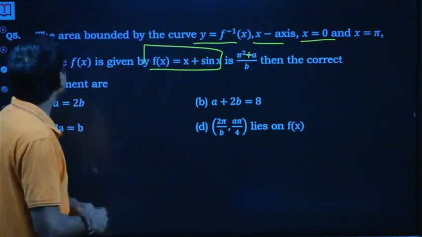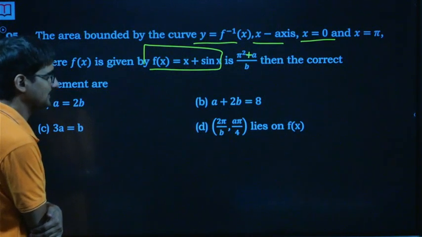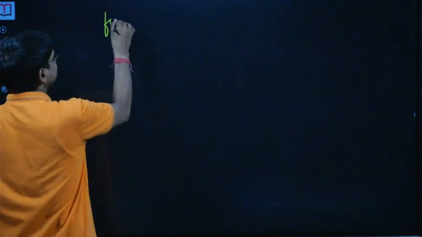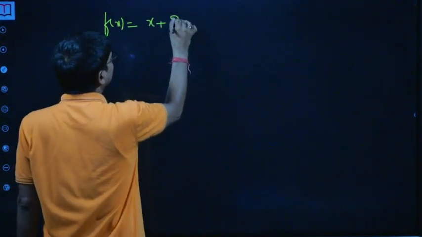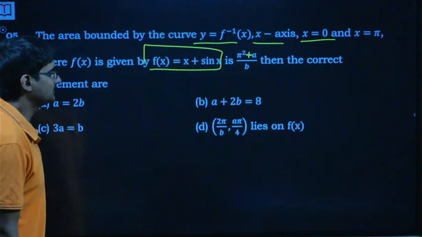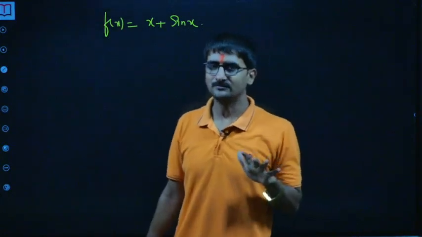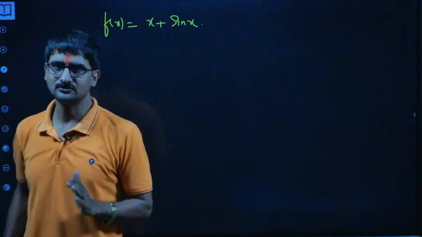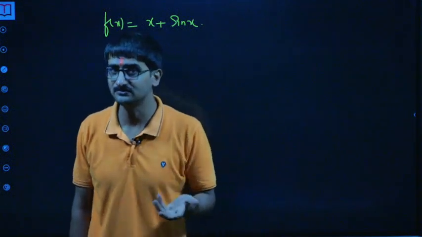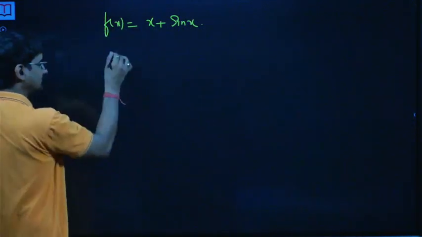See, the area bounded by y equals f inverse x, the x-axis, x equals 0, x equals pi, where the function f(x) is x plus sin x. Area bounded by y equals f(x). Can we find its inverse? My answer is no. Most of the times, when you get a good question based on inverse, be sure that we won't be able to find the inverse. What does that mean? That means we need to use the properties of the inverse of the function. Now here, let me tell you quickly.